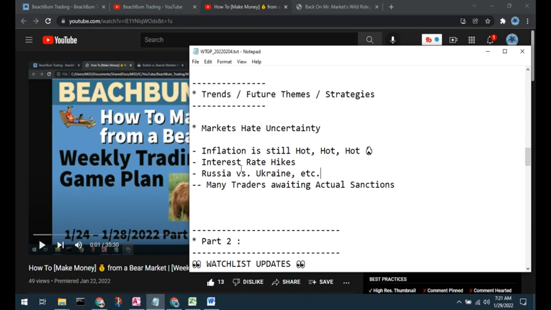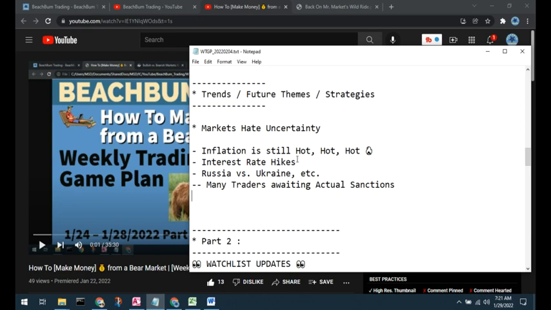So then we also have the Russia versus Ukraine. A lot of traders I'm talking to are awaiting what actual sanctions are going to be imposed. We kind of expect they're going to sanction Russian oil. That's more of a political move than an actual economic move, as Russia can trade their oil to China, who's one of the biggest consumers of oil. And Russia and China are now in cahoots, so we could talk about that in more detail, and what that may mean.